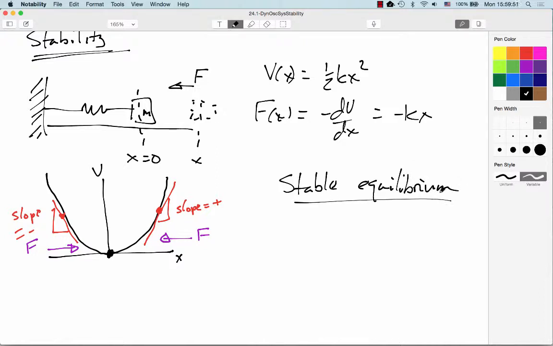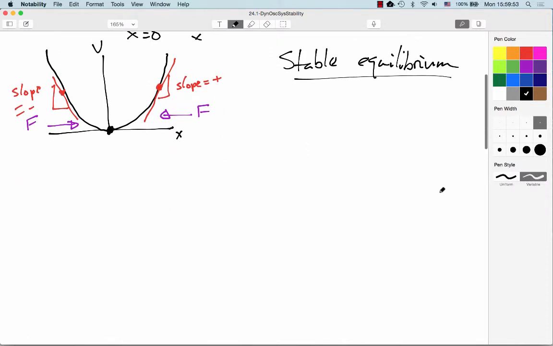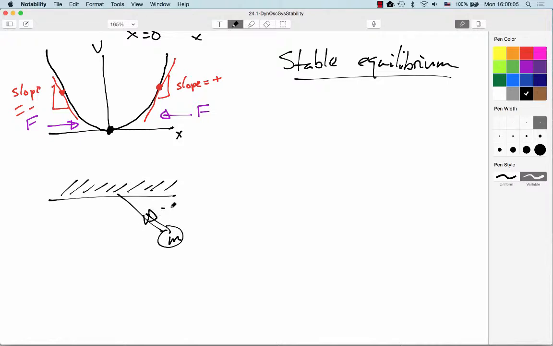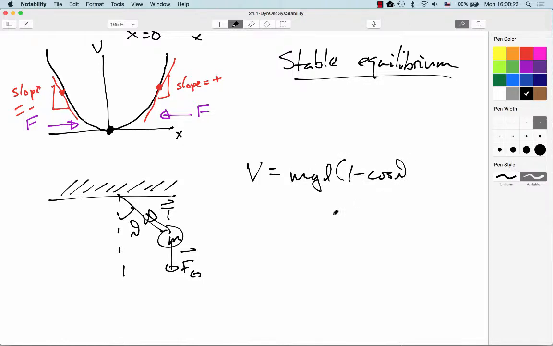All right, so let's take a look at a slightly more complicated example. We can go and revisit the pendulum. So there we go. We've got mass M there, and we have two forces acting on it. We've got the tension like so, gravity like so, and our displacement off of equilibrium is angle theta. So the potential energy will be given by mgl times (1 minus cos theta) if we pick the bottom of the swing as our V equals 0.